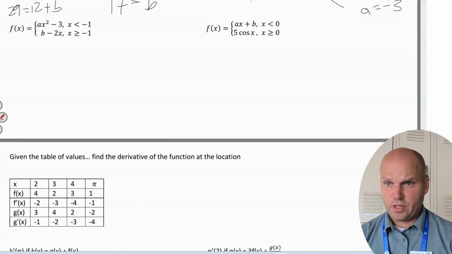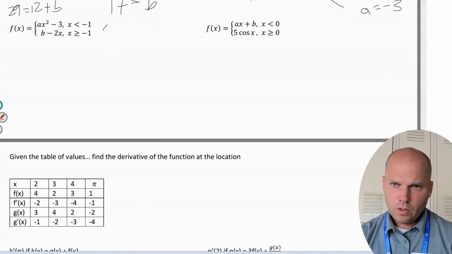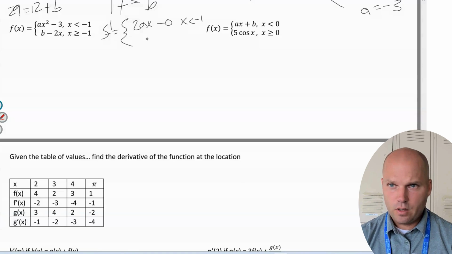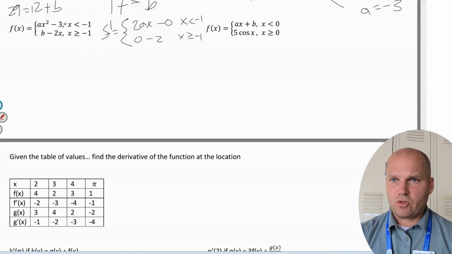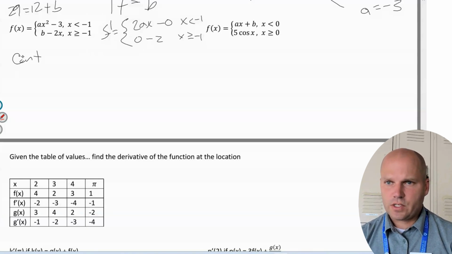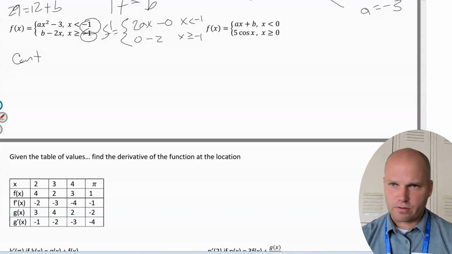Feel like I need to show the notation. Okay, what's the slope equation of this piecewise function? 2ax minus 0 for x less than negative 1. 0 minus 2 for x bigger than or equal to negative 1. The slope of b is 0. The slope of 3 is 0. Are we continuous? Plugging in negative 1 into the original function to the left and to the right, we get a minus 3 equals b plus 2.